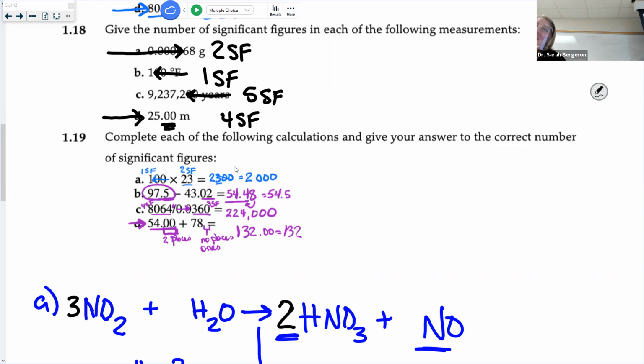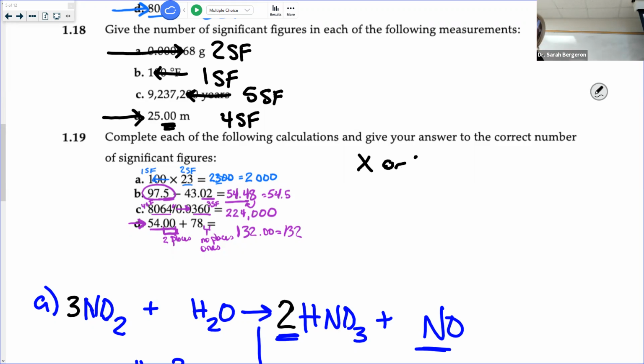That doesn't make sense because my meter stick won't measure that kind of precision, right? So my answer can't be any more significant than my least significant initial value. That's a big wad of words, right? So let's see what that means. Look at A. How many significant figures did I have in A? In 100, I had 1 significant figure, and in 23, I had 2. So which one is least significant? Having 1. So my final answer can only have 1 significant figure, and you have to round it to make that happen.